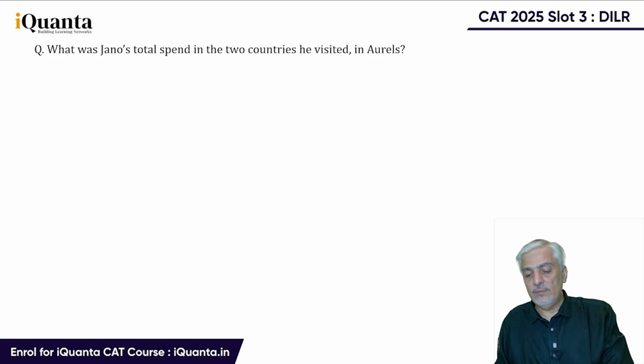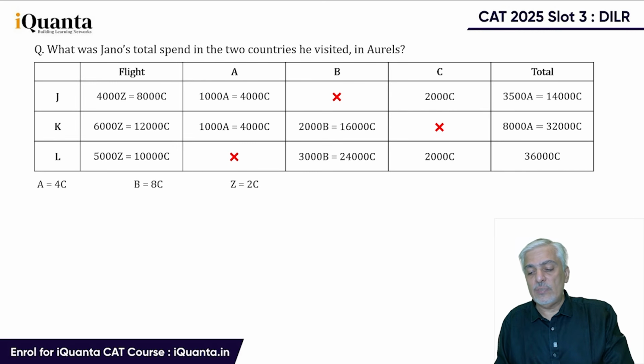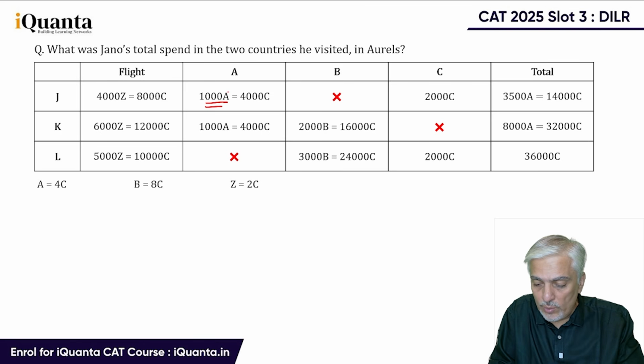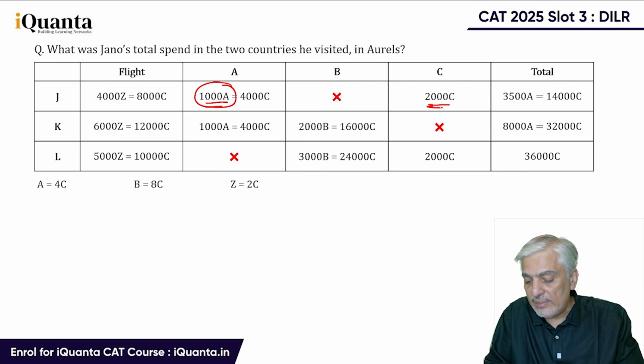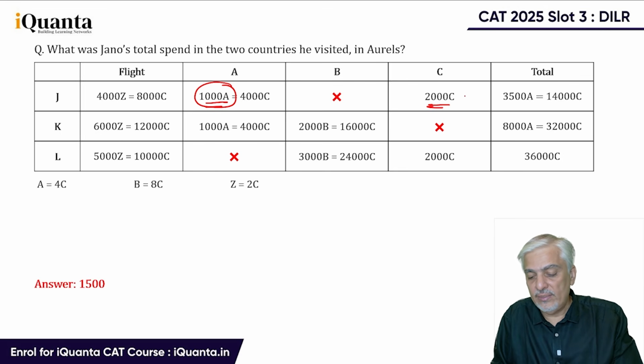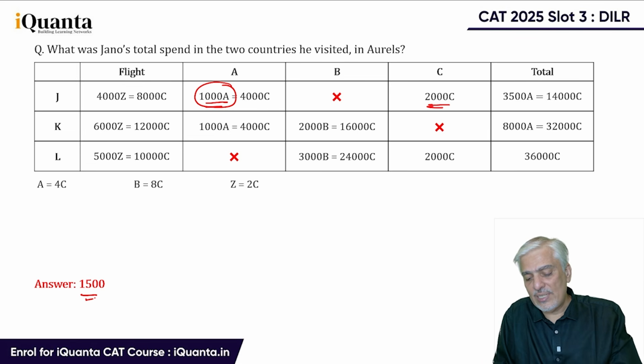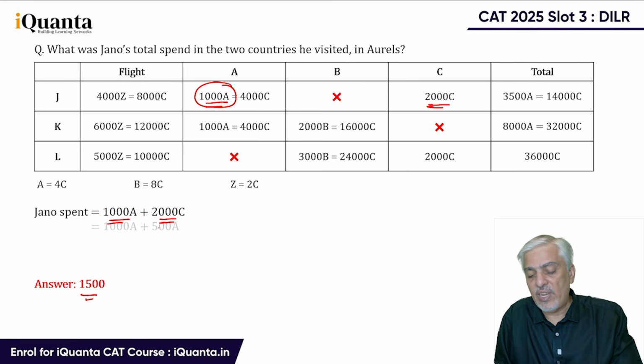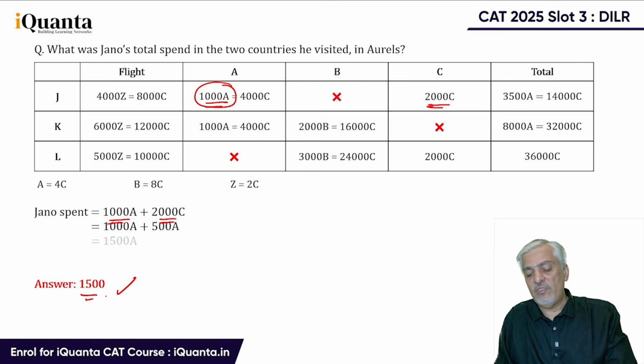Next one. What was Jano's total spend in the two countries he visited? So Jano's total spend, but in A we want. So Jano's already spent 1,000 A over here. So leave that, 1,000 A only. 2,000 C is actually 500 A. So 1,000 A plus this 2,000 C, which is same as 500 A, will come out to be 1,500 A.